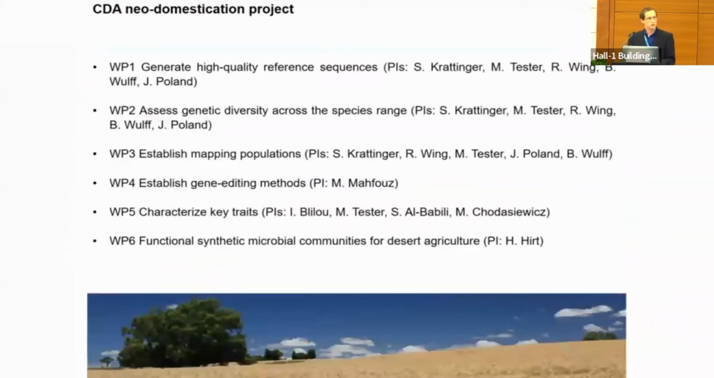Now, these are the work packages. Just to give you an overview, what are we doing in this initial phase? We are essentially establishing all the resources that are necessary to establish, I call it a molecular breeding program for these plants. These include generating high-quality reference genomes, sampling the diversity across the species. Very important, establish gene editing methods, characterize those plants in detail, and also a very important work package is work package 6, which looks at functional synthetic microbial communities. We know that these microbial communities are very important to help the plant growing.